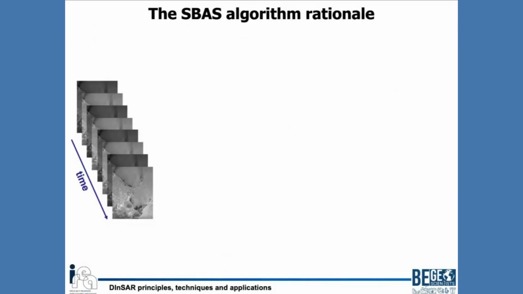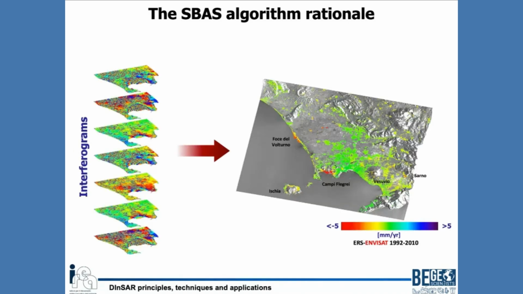So to conclude, I want just to show you two slides about advanced differential interferometry. With differential interferometry, we are just able to catch a single movement occurring between a primary image and a secondary image. But actually we have a big data set of images, and we can combine all these images to generate a big stack of interferograms.